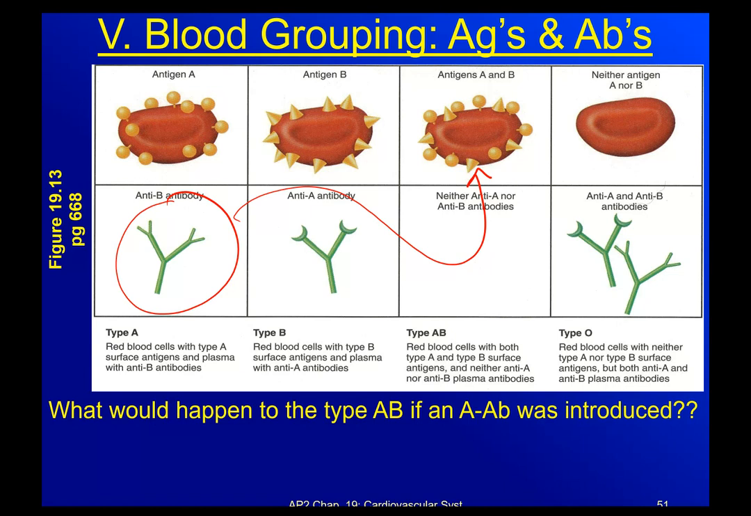If you guess that it would attack its own cells, it would attack these cells, you are correct. So again, you would start to see the agglutination, the clot formation, hemolysis. You would start to see all of that.